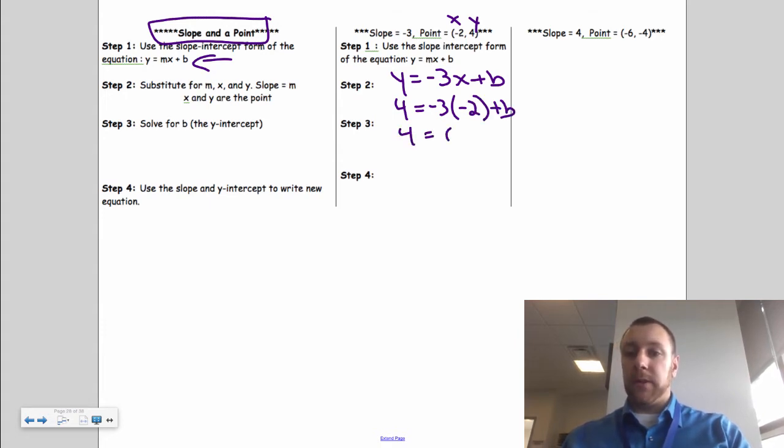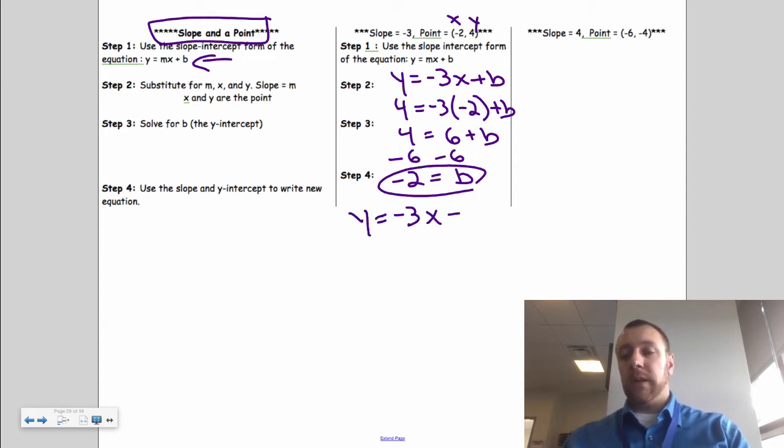So I multiply first, which a negative times a negative is positive. I subtract the 6. I get b equals -2. I can now write the equation. So y equals the -3 I started with minus 2. -3x minus 2.